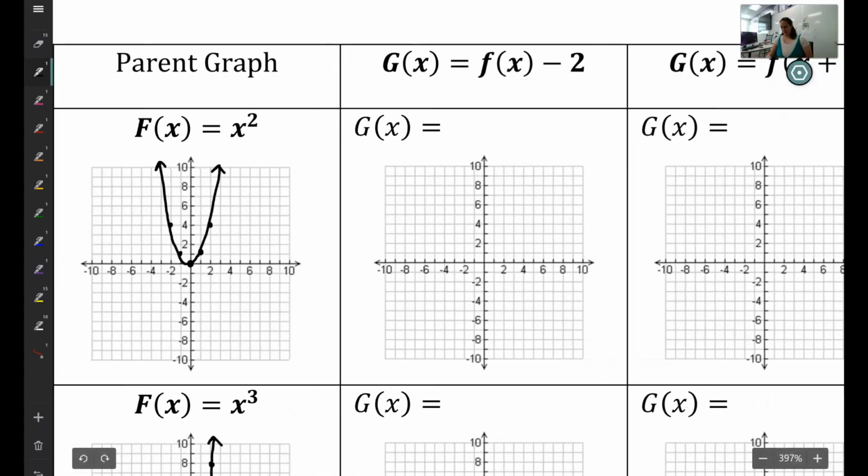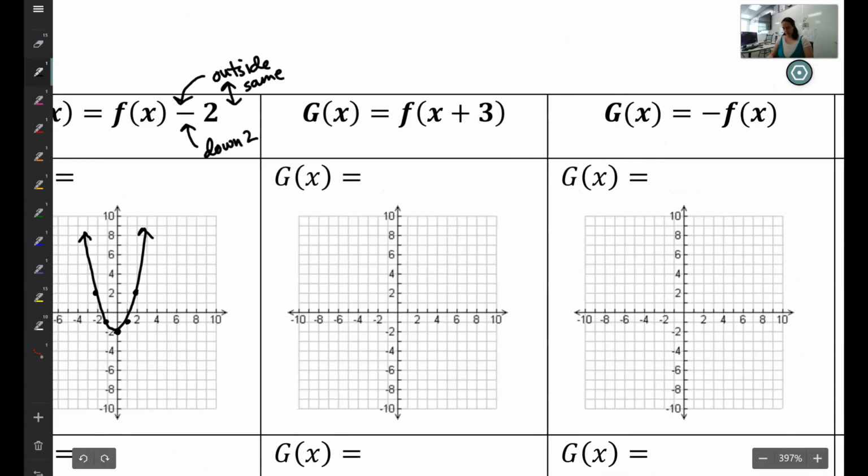Now let's talk transformations. That -2 is outside our function, which means it's going to move the function up and down, and it's going to be the same as what we think it is. So negative will be down. So this means move down 2. So I look back at this graph and just take all the points and move them down 2. There we go. So that's our first example.